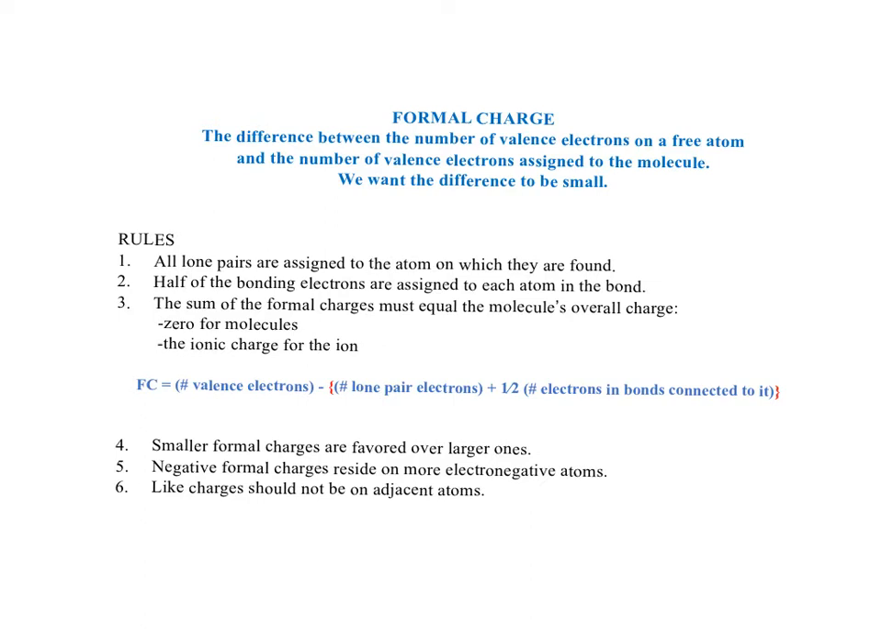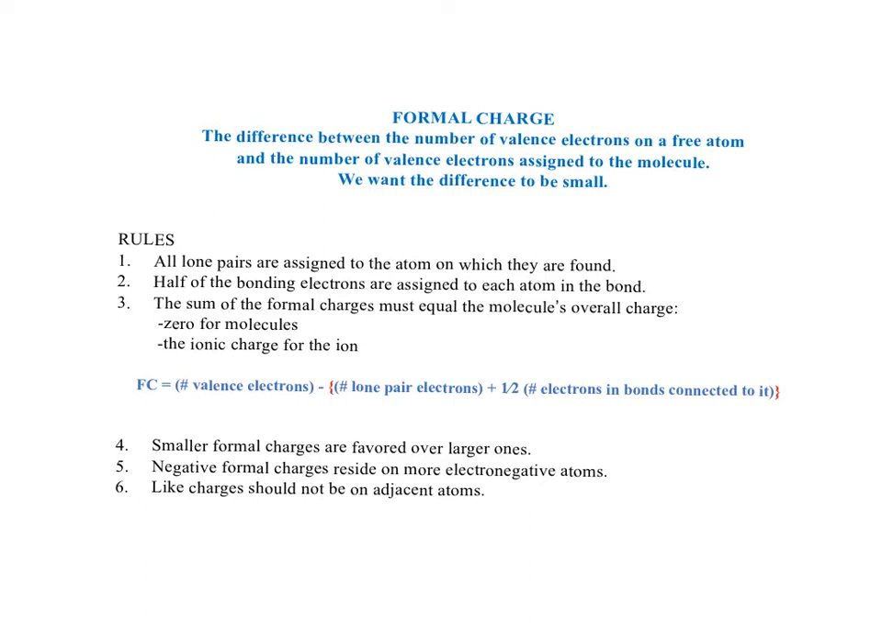All right, here are the rules. We'll start with the first three. All lone pairs are assigned to the atom on which they're found. Half of the bonding electrons are assigned to each atom in the bond. The sum of the formal charges must equal the molecule's overall charge, which is 0 for molecules, and the ionic charge for an ion.